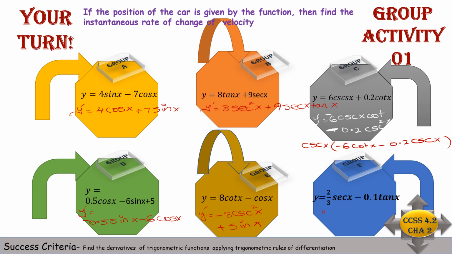The last one, y equals 2 by 3 sec x tan x minus 0.1 tan x. The derivative of sec x tan x changes into sec x tan x, and the derivative of tan x changes into secant square x. Again, you can take the sec x common. So finally, you can write here sec x. What is left inside the bracket? That is 2 by 3 tan x minus 0.1 sec x.